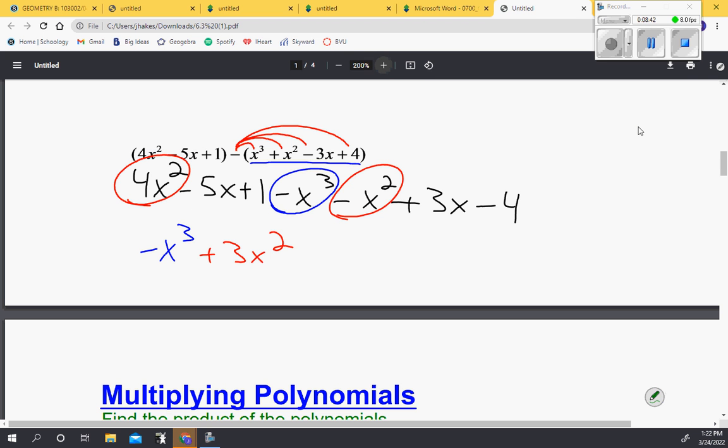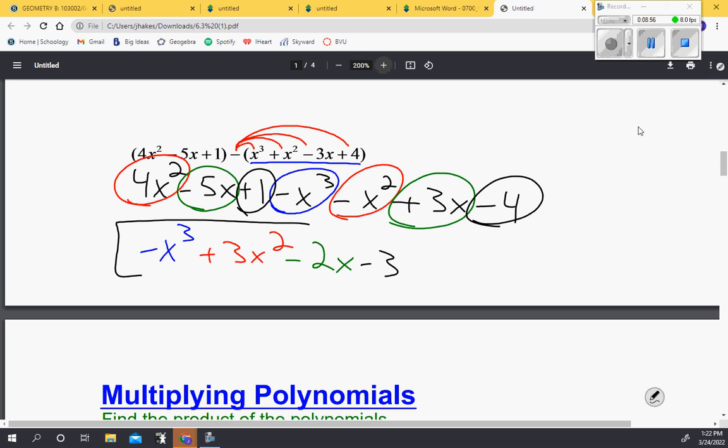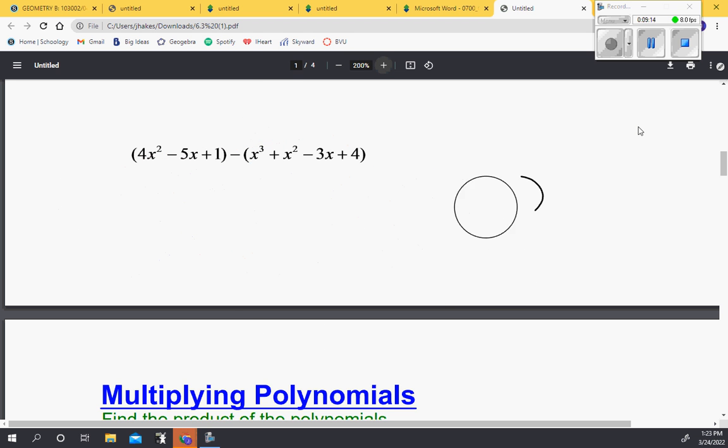And then I'm going to go to my x. I have a negative 5x and a positive 3x. That's a negative 2x. And finally, I have a 1 and a negative 4. Makes a negative 3. That's my final answer. And it's in standard form because my highest degree is written first, followed by, it just keeps getting lower. Nothing else can be simplified, that is it. Next page.